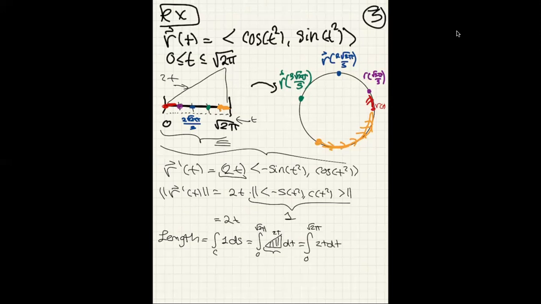And let's see what happens. When I integrate this, reverse power rule gives me t squared over 2 times 2, evaluated at root 2 pi, 0. Lo and behold, we get 2 pi, which is what we know the length to be. But basically, even though we went at different speeds, it was telling us to weight that yellow piece quite heavily because it will be moving very fast. It would be worth a lot of length because it's moving fast.